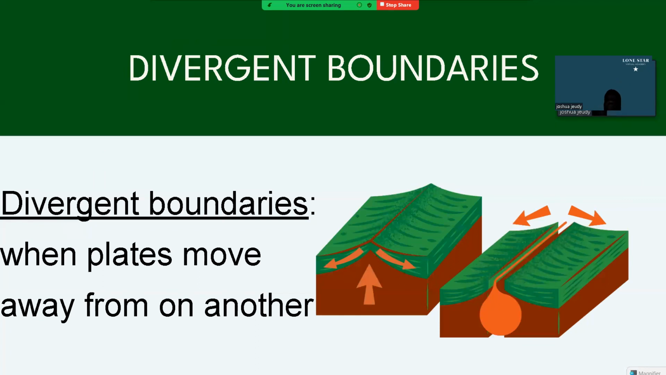A great example is the Mediterranean. The Eurasian and the African plates used to be closer, but once they separated and diverged, they created the Mediterranean Sea.